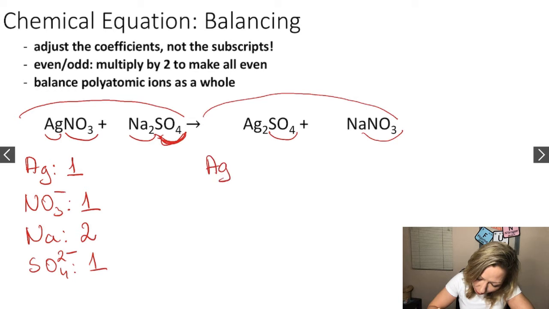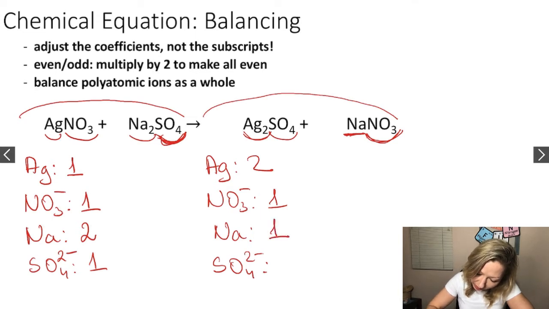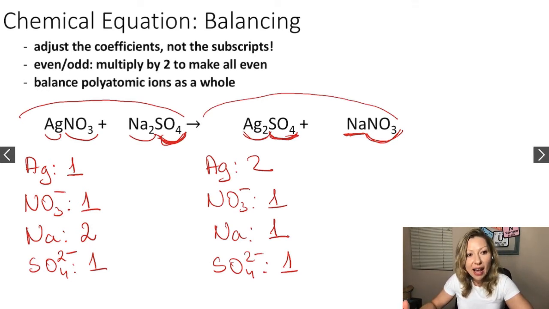So let's copy this over. Silver, NO3 minus, Na, SO4 2 minus. So silver, I have actually 2 on my product side. How many nitrate ions do I have? One only, right? How many sodium atoms do I have? One. How many sulfate ions do I have? One again. Okay, so if I look on both sides, I see that my silver is off and my sodium is off.